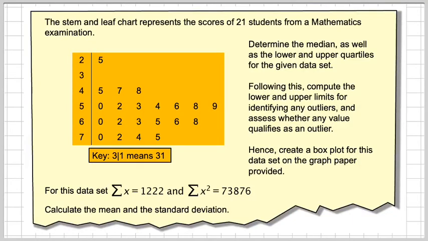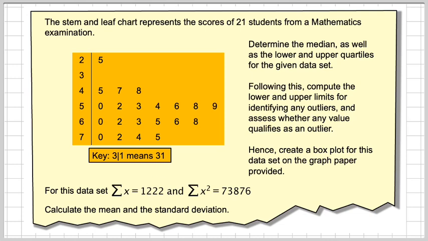Hi, another video about stem and leaf plots and box plots and outliers and standard deviation. So the stem and leaf chart represents the scores of 21 students from a mathematics examination. Okay, so here this first one means 25 if you follow the key.